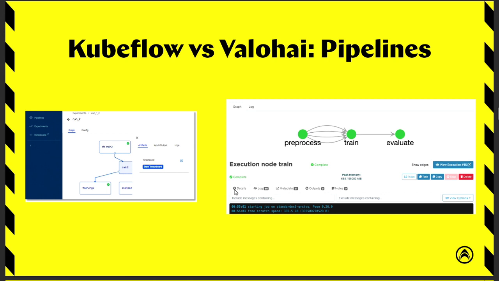Second comparison, pipelines. On the left-hand side, you saw Kubeflow's pipeline. On the right-hand side, you can see Valohai's pipelines. Basically, the same thing, visualizing different pipeline steps, running them concurrently and in parallel and after each other. There's at least one major difference. Kubeflow is usually working on a specific Kubernetes cluster.